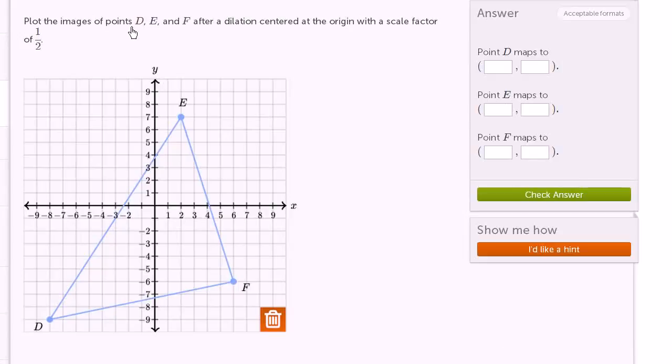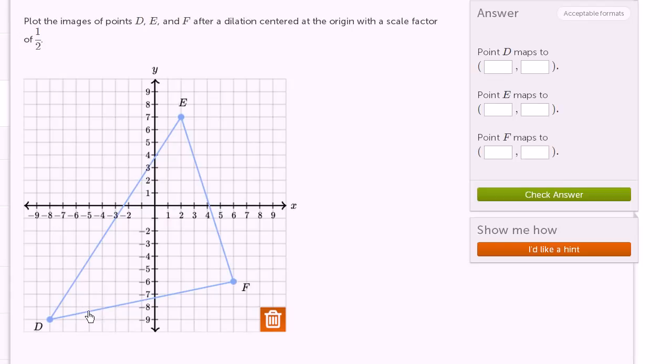Plot the images of points D, E, and F after dilation centered at the origin with a scale factor of 1/2. So we're going to center around the origin, and we want to scale this thing down by 1/2. One way to think about it is the points that will correspond to points D, E, and F are going to be half as far away from the origin, because our scale factor is 1/2, in either direction.